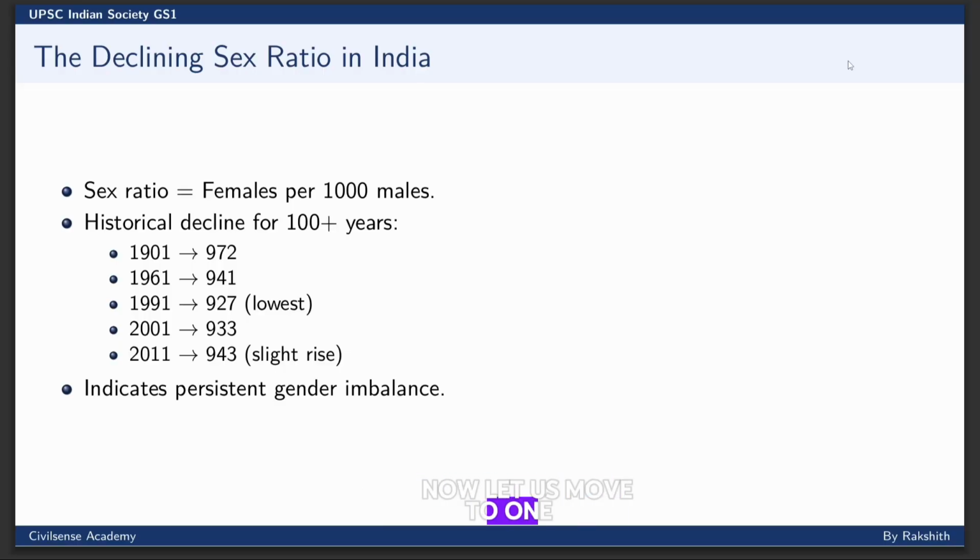Now let us move to one of the most disturbing aspects of India's demography, that is sex ratio. Globally, nature produces slightly more females than males and women tend to live longer. So normally countries have more women than men, but India is an exception. Our sex ratio declined from 972 females per thousand males in 1901 to 933 in 2001, and though it improved slightly to 943 in 2011, the overall picture remains worrying. This imbalance is not biological, it is socially created.